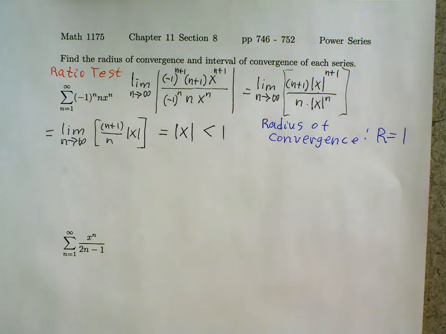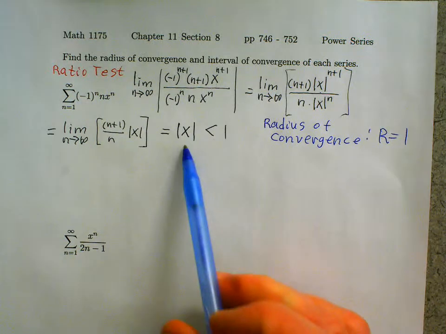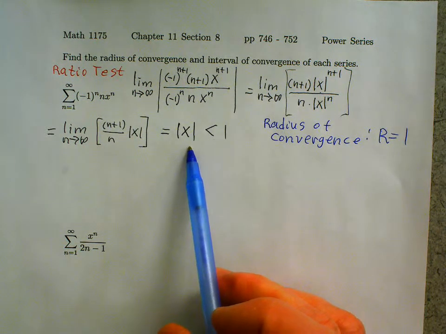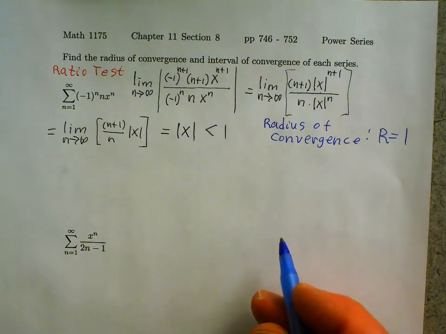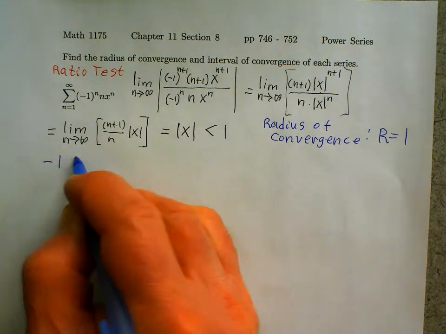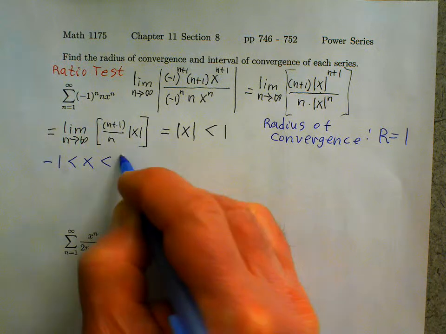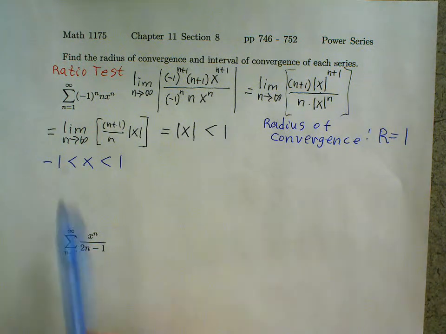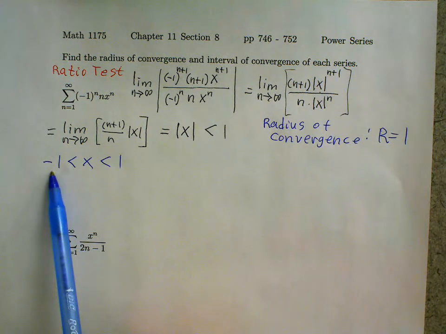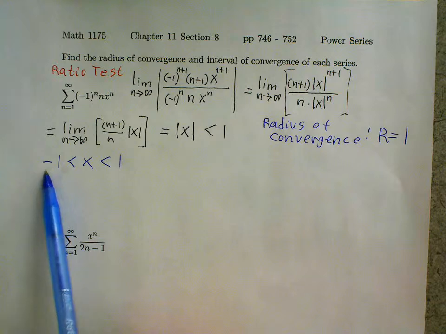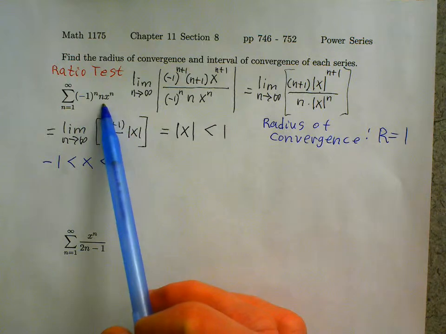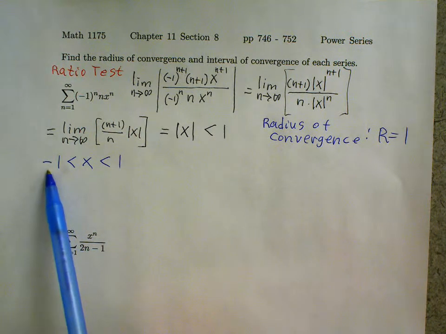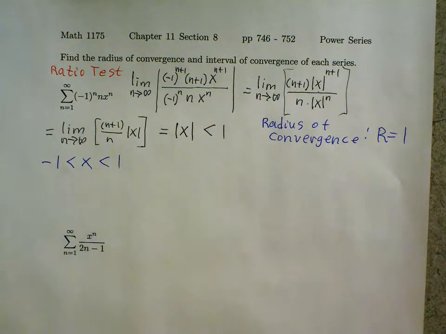And then we'll find the interval of convergence. So we're going to solve this absolute value inequality. If the absolute value of x is less than 1, then that means -1 is less than x, which is less than 1. But the ratio test doesn't tell us whether the endpoints are included or not. So we have to consider the series for each of the endpoints.